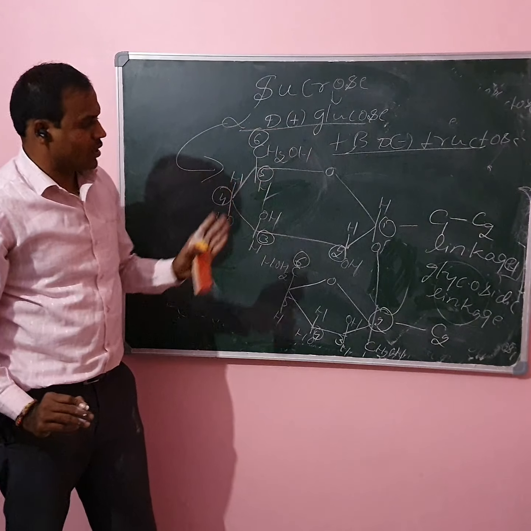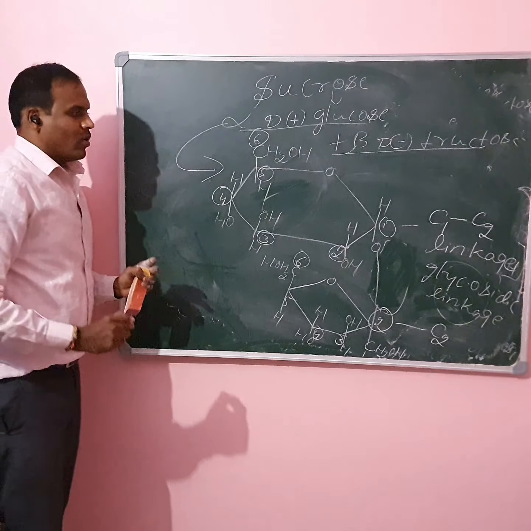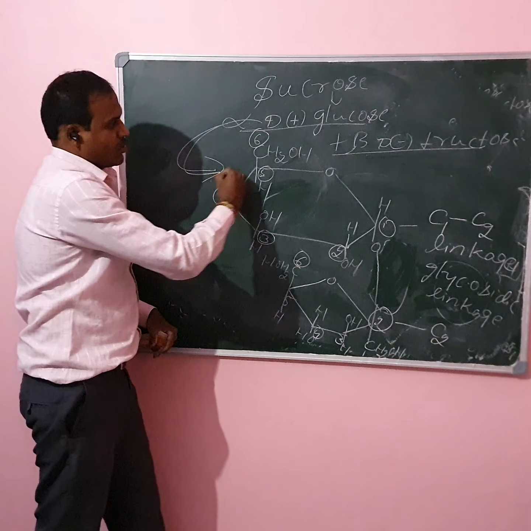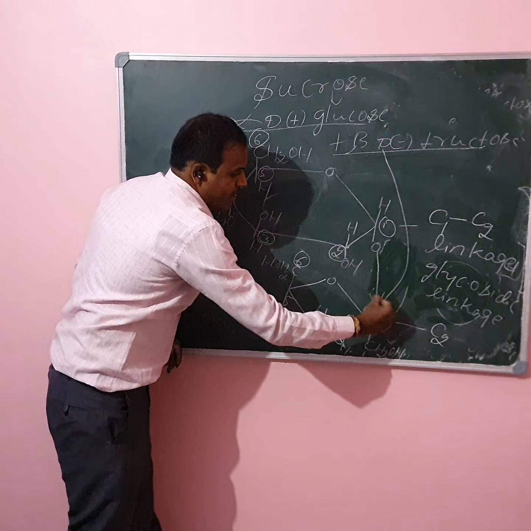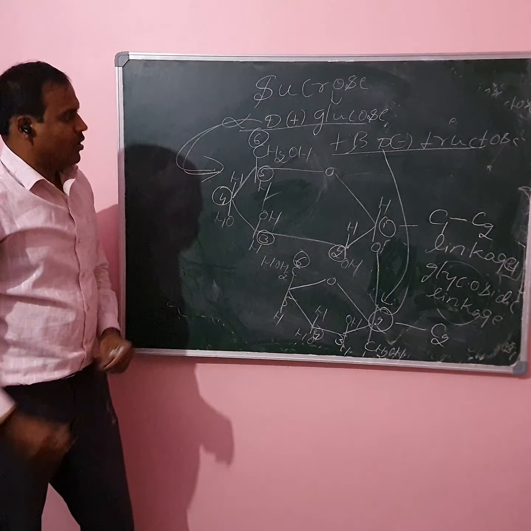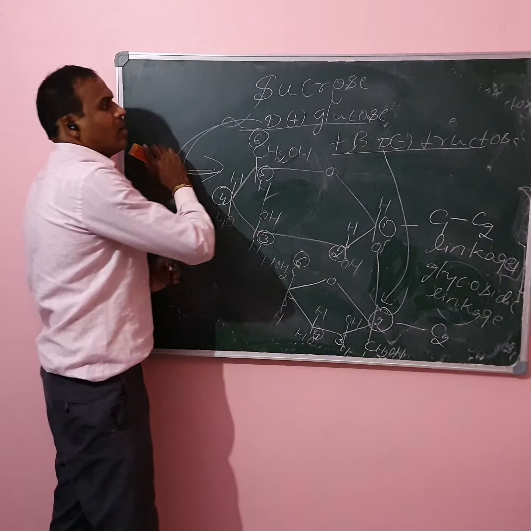This is the sucrose structure. It is very important for annual examination. This is alpha-D-(+)-glucose and this one is beta-D-fructose. Understood, I hope. Then let's go on to maltose.